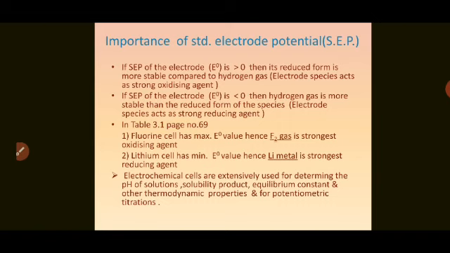This means one can identify which electrode or which species can act as an oxidizing agent or which can act as a reducing agent. Electrochemical cells are extensively used for determining the pH of solutions, solubility product, equilibrium constant and other thermodynamic properties, and for potentiometric titration. So these are the other applications of standard electrode potential values.